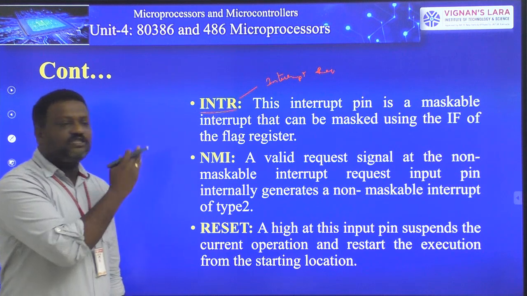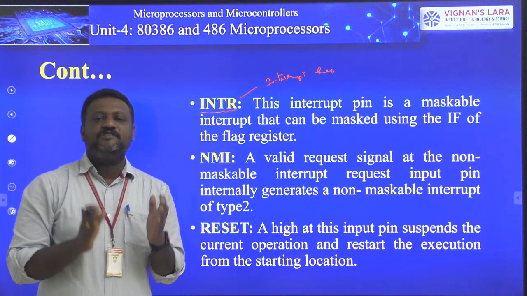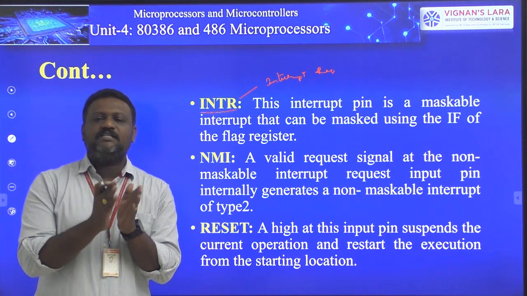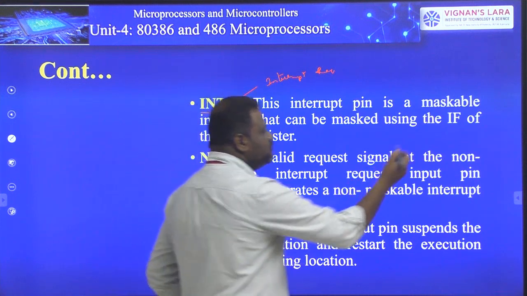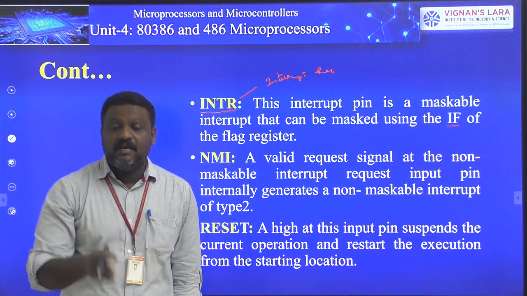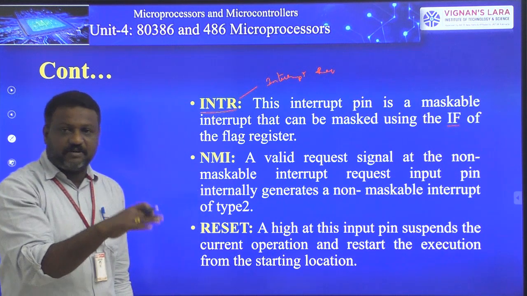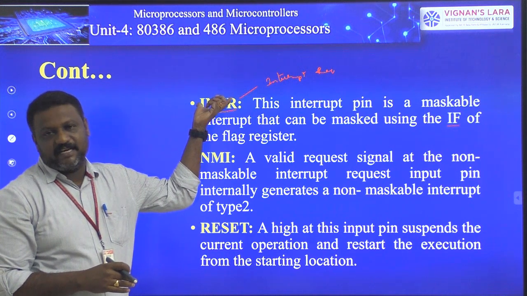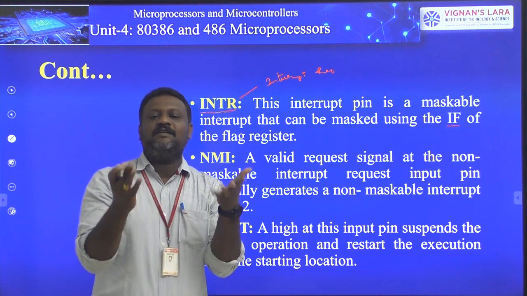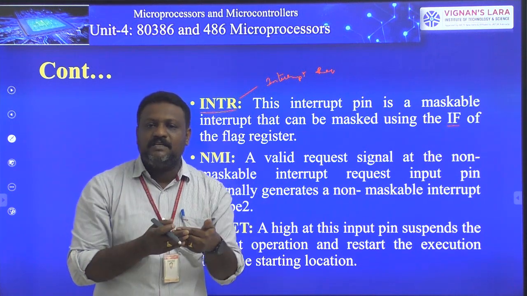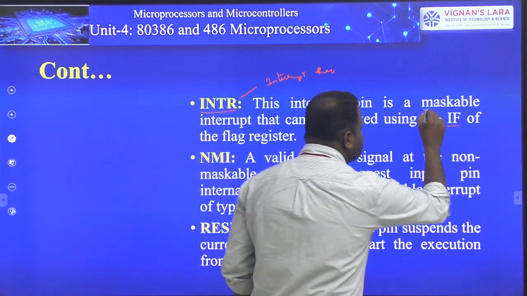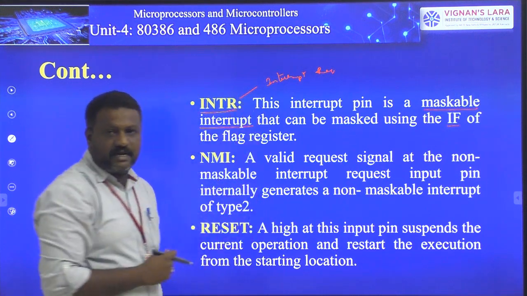Because the interrupt which is received by your processor with the help of this INTR is a maskable interrupt, it can be accepted or rejected. That purely depends on the IF flag which is present in the flag register. If you make IF equal to 1, that means your processor is ready to receive interrupts from I/O devices with the help of INTR. If the interrupt flag IF equals 0, your processor can't recognize the interrupts which are coming from external devices through this INTR. So we consider this INTR as a maskable interrupt.